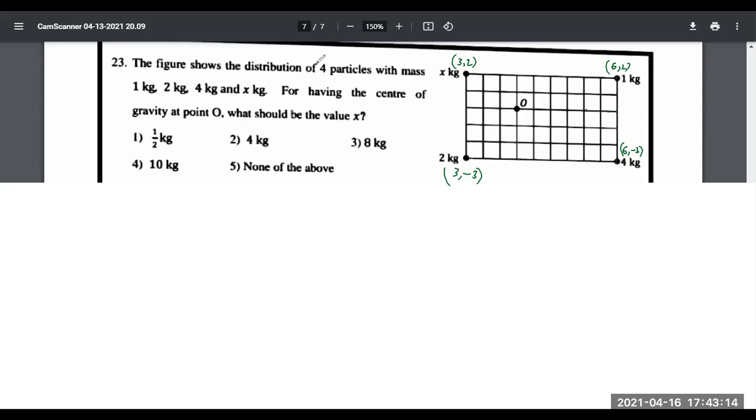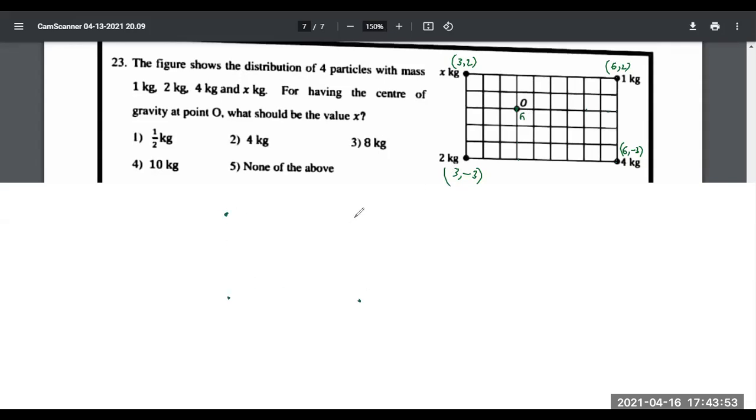Now the figure shows the distribution of 4 particles with mass 1 kilogram, 2 kilogram, 4 kilogram, and x kilogram. For having the center of gravity at point O, what should be the value of x? So the center of gravity is at O, settled. If the center of gravity is at O, this is how you find it: if you take the moment about O using the x-axis components, the total must be 0. If you take moment about this point using the x-axis components, this is how you find the center of gravity.